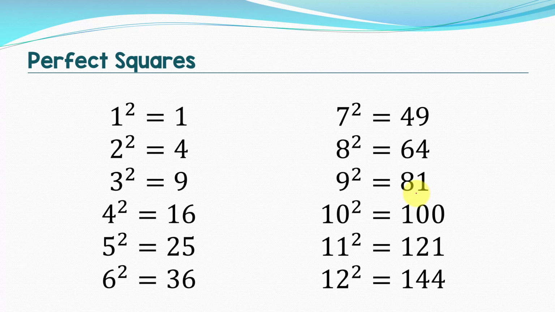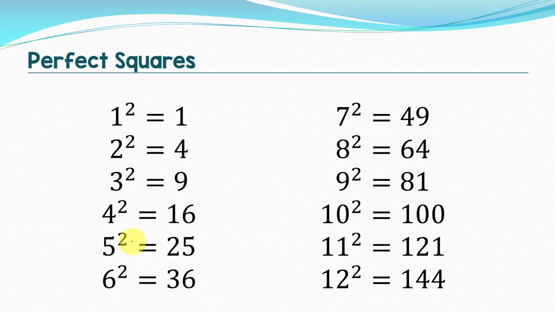You need to know all your perfect squares, because when I'm trying to find the square root of something, if I find it's a perfect square, the root is the number. So I know 1 squared is 1, 2 squared is 4, 3 squared is 9. For example, 4 squared is 16. So I know the square root of 16 is a perfect square, so its root would be 4, right?